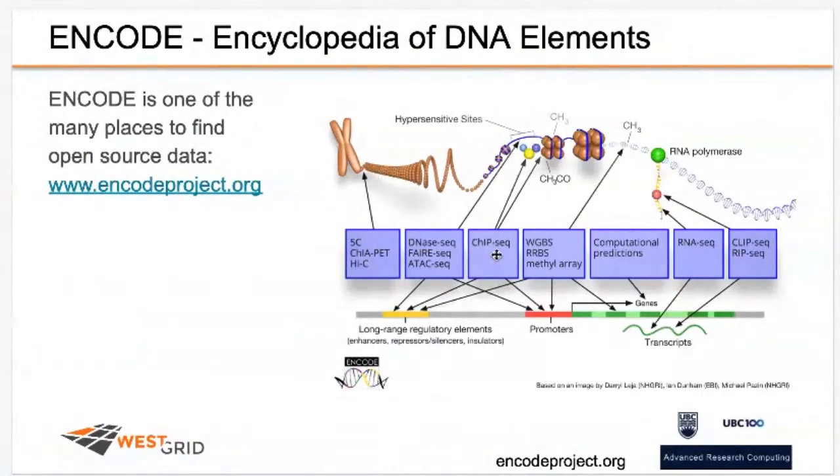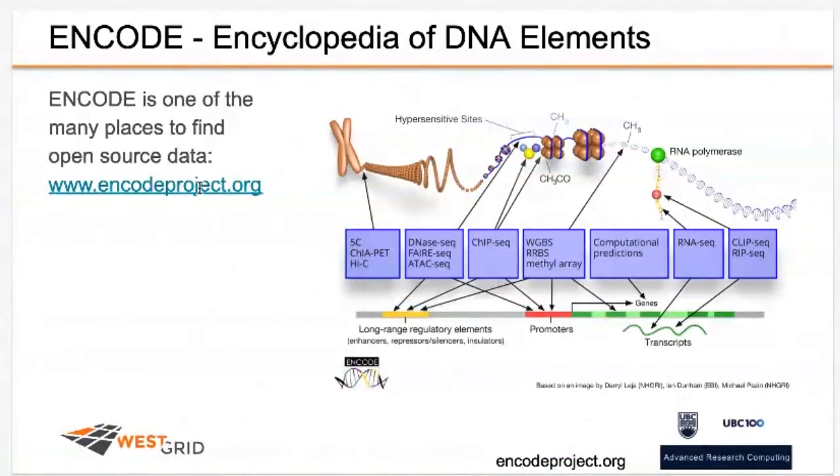ChIP-seq, which is another thing we're going to be talking about today, can look for proteins that are interacting with the DNA, or for specific histone marks, which essentially indicate that the DNA is wrapped around a protein in a given conformation. And lastly, another thing we're going to be looking at today is where RNA polymerase, which is transcribing this piece of DNA and producing RNA, is along the genome.